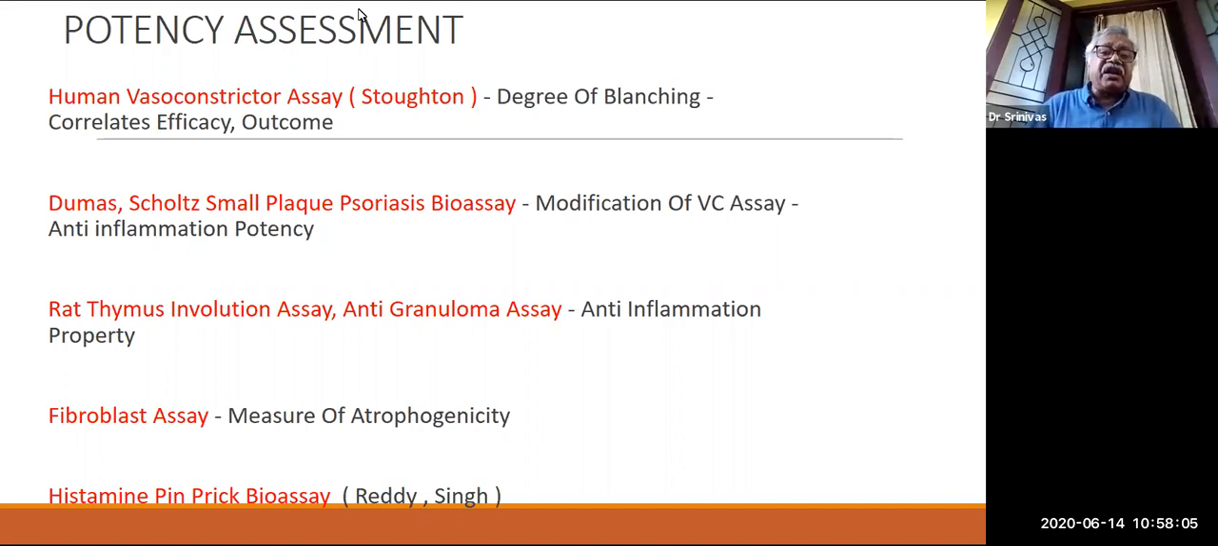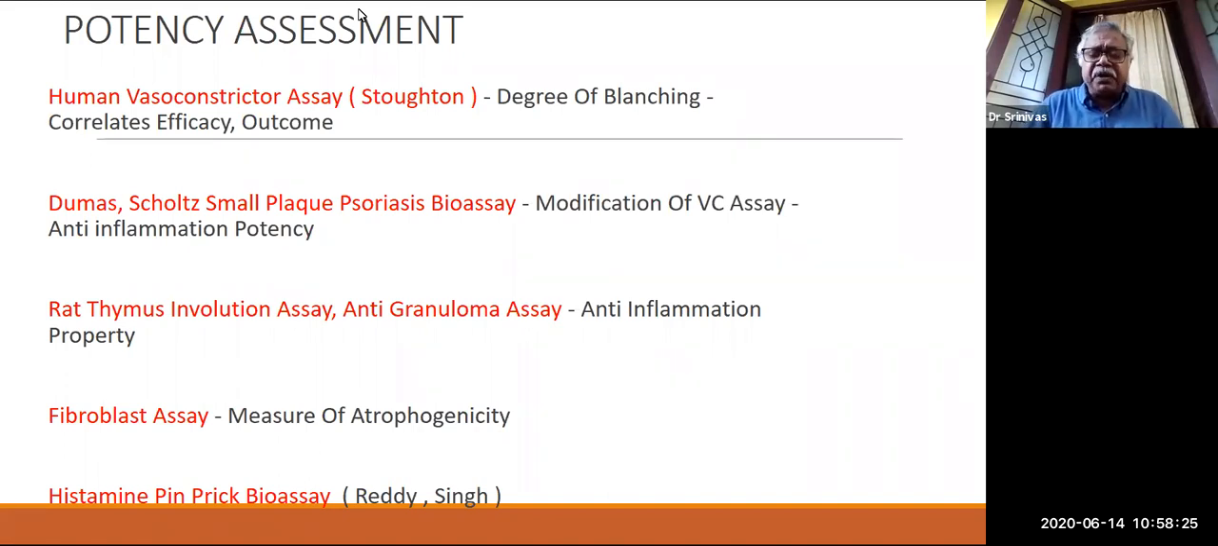Then there are various other ways to do this, like anti-inflammatory potency, or from a small punch biopsy we can do. Then other complicated methods are there, like the fibroblast assay. We don't do those things. But what I basically practice is the histamine prick test assay.